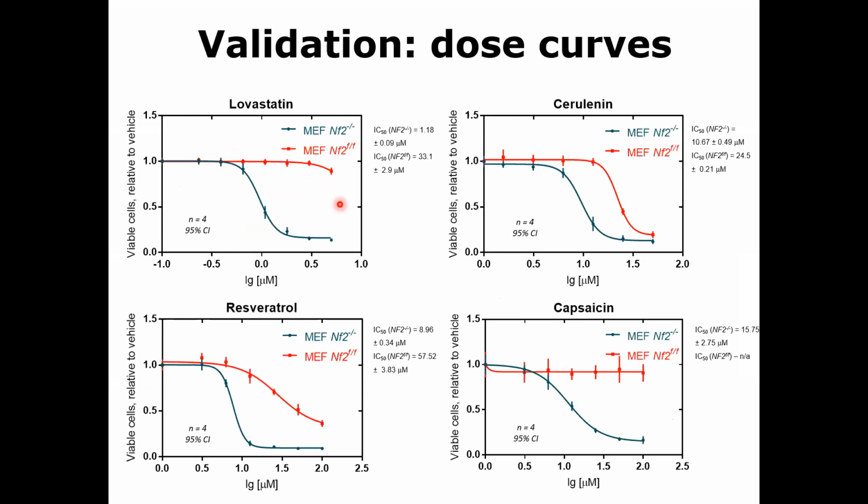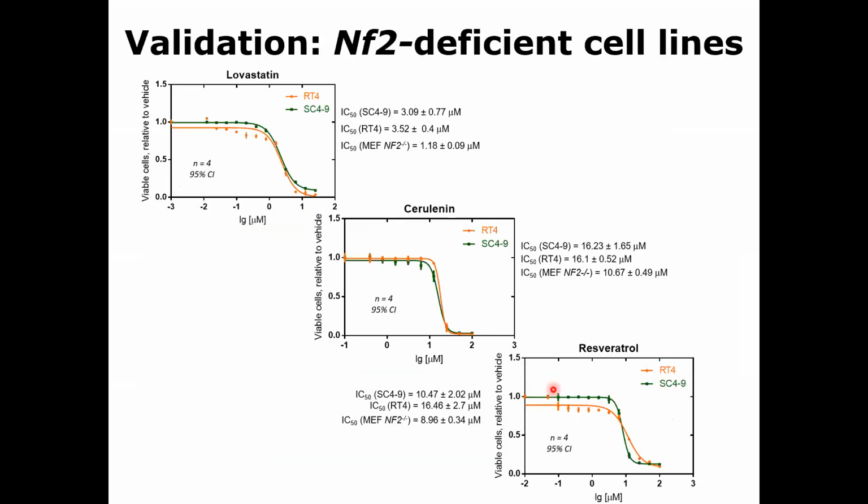Here are the dose curves, and you can see that all 4 drugs express a nice selectivity against NF2 deficient cells. And all three drugs, lovastatin, Cyrilline, and resveratrol, work on naturally occurring schwannomas. SC4 is the mouse schwannoma, and RT4 is the rat schwannoma. So they all express nearly the same IC50, the half inhibitory concentration, in all these NF2 deficient cell lines.